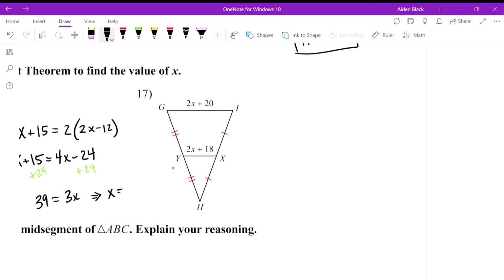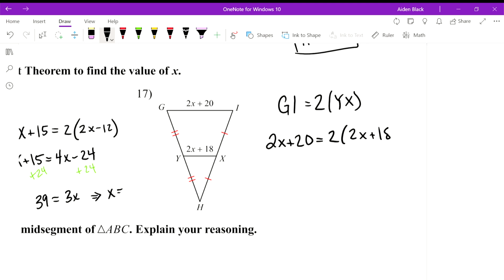Okay, for this one, same idea. Since we know that GI is equal to twice the length of YX, and we know that GI is 2x plus 20, and we know that YX is 2x plus 18, you can solve from here.